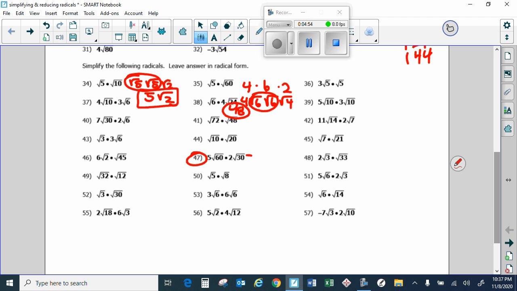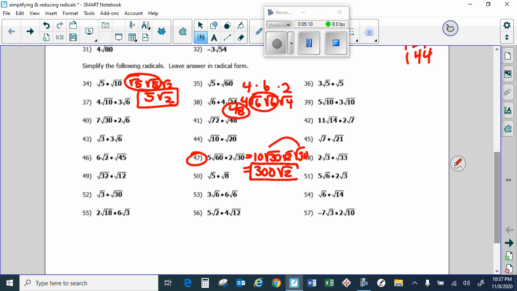So 5 times 2 is 10 first off, and then I have 30 times 2 is 60, and I have a root 30 left over there. And we know root 30 times root 30 is 30, times 10 is 300, and I have a root 2 left.